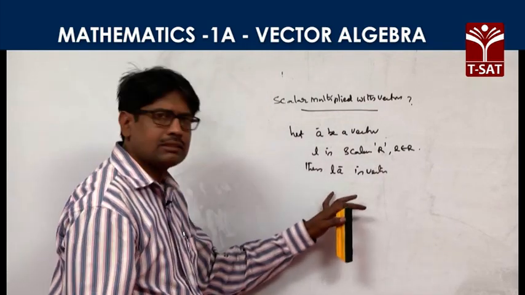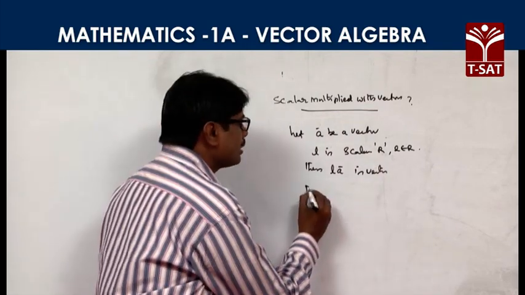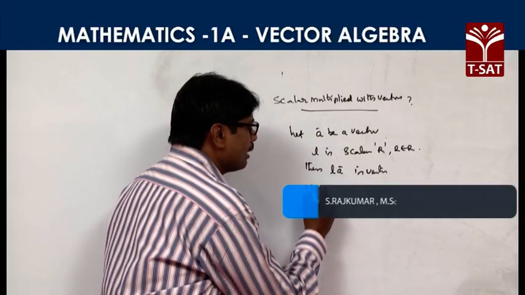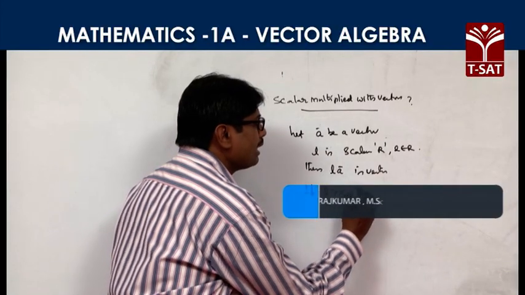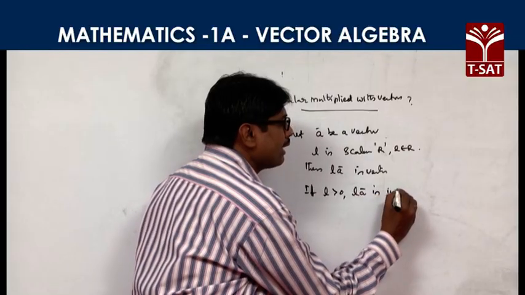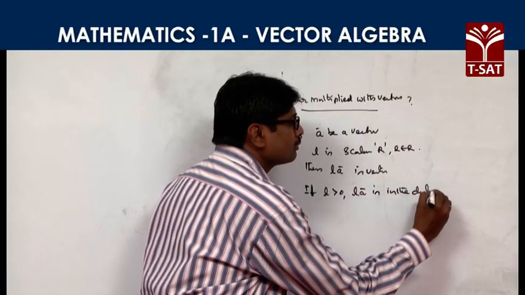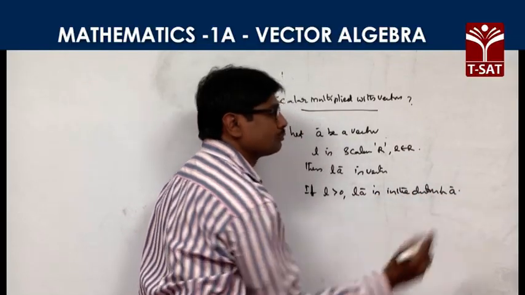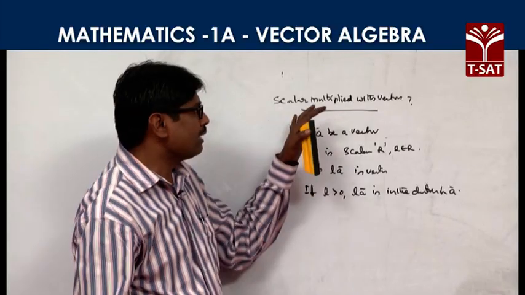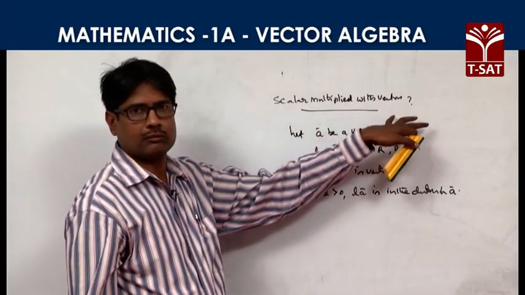Then what is the direction of the LA bar? If L is positive, then LA bar is in the direction of A bar. A scalar is multiplied with a vector.